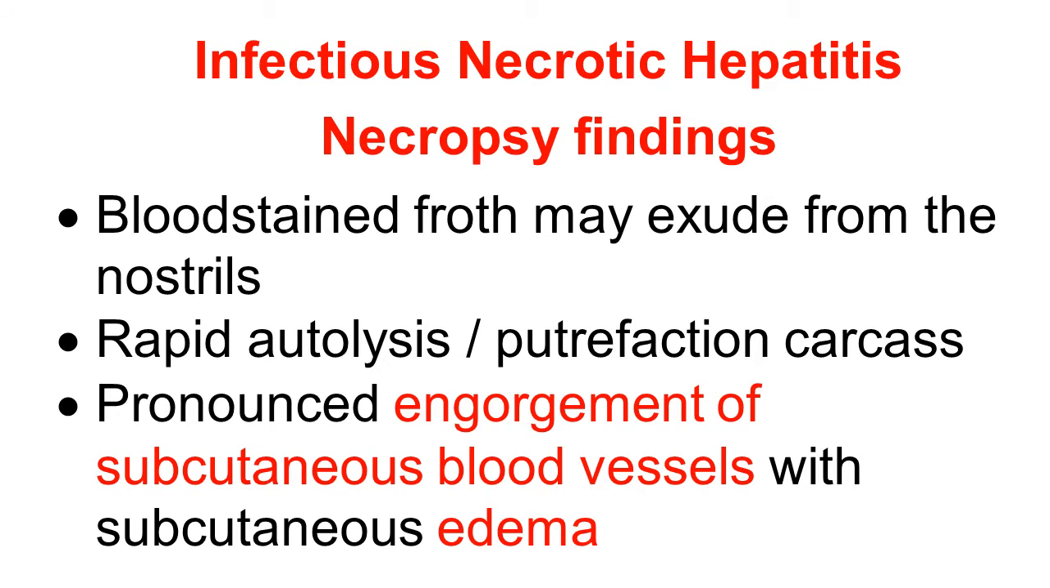Clinician observed from outside the dead animal: blood-stained froth may exude from the nostril. This is the outside observation. Clinician also observed rapid putrefaction or autolysis of the carcass. Important observation: pronounced engorgement of subcutaneous blood vessels with subcutaneous edema. This is the effect of the toxin.